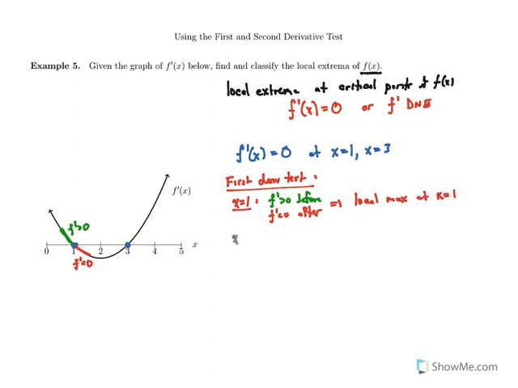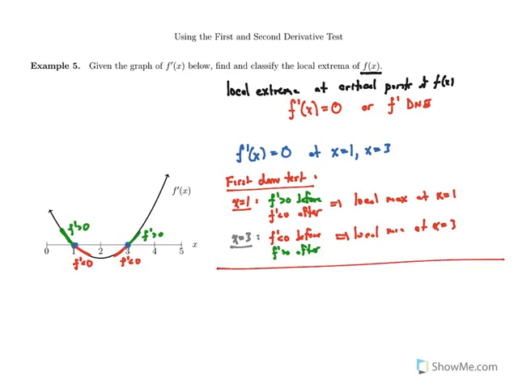We can do the same thing with x equals 3. Here we have the derivative is negative before, positive after. So the derivative is negative before, positive after. And that means that we have a local min at x equals 3.